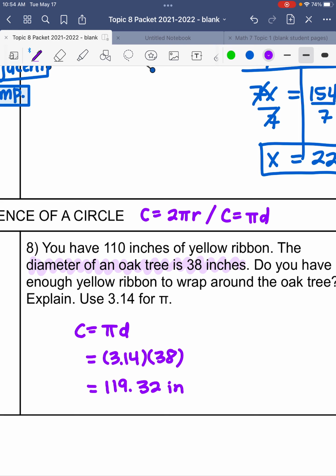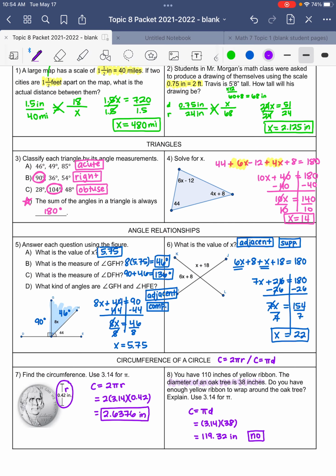Now, that's not our answer because we have to answer if we have enough yellow ribbon to wrap around the oak tree. Well, we only have 110 inches. And I know that 119.32 is greater than 110. So do we have enough? No. We do not have enough ribbon to wrap around that oak tree.